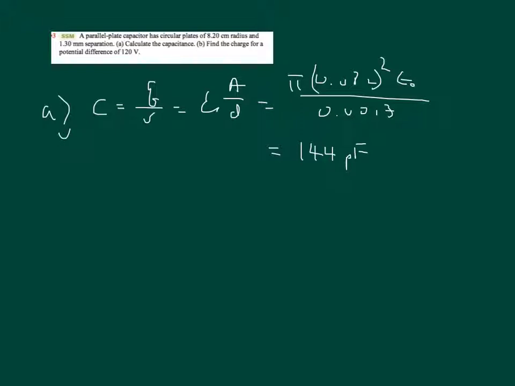Good job. B: find the charge for a potential difference of 120 volts. So the charge equals capacitance times potential difference, which is going to be 17.3 nanocoulombs. Let's see. All right.